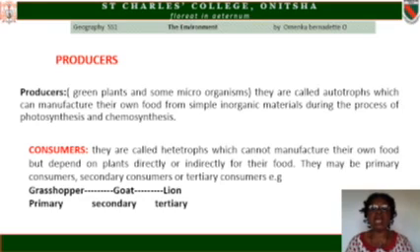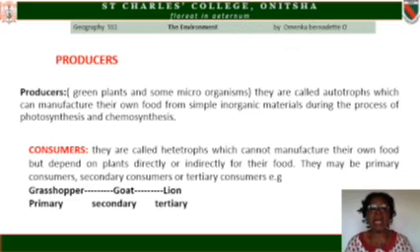Then the second one is the consumers. That's the second level. They are called heterotrophs, which cannot manufacture their own food, but depend on plants directly or indirectly for their own food. They may be primary consumers, secondary consumers, or tertiary consumers. They cannot manufacture their own food because they don't have the material, that is the chlorophyll, with which they can produce their own food. So they depend on the food produced by producers through the process of photosynthesis and chemosynthesis.